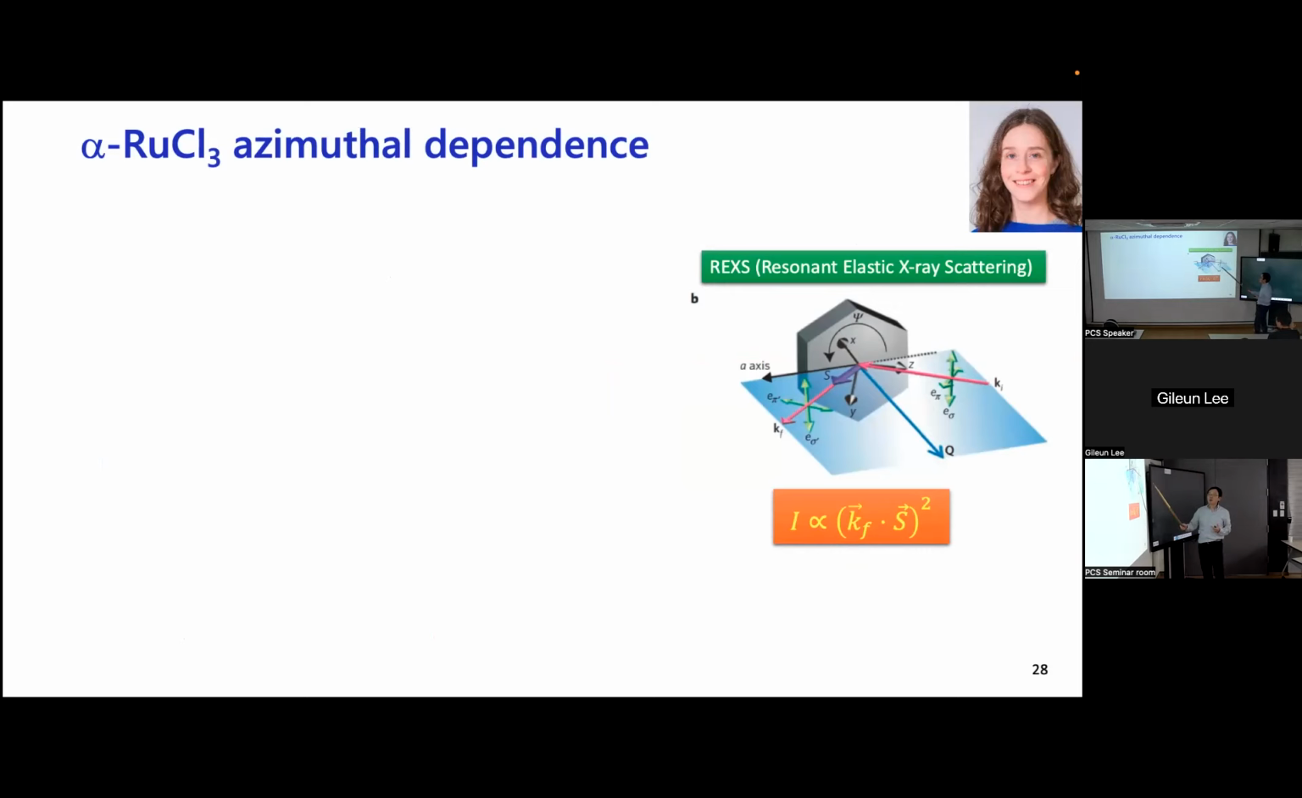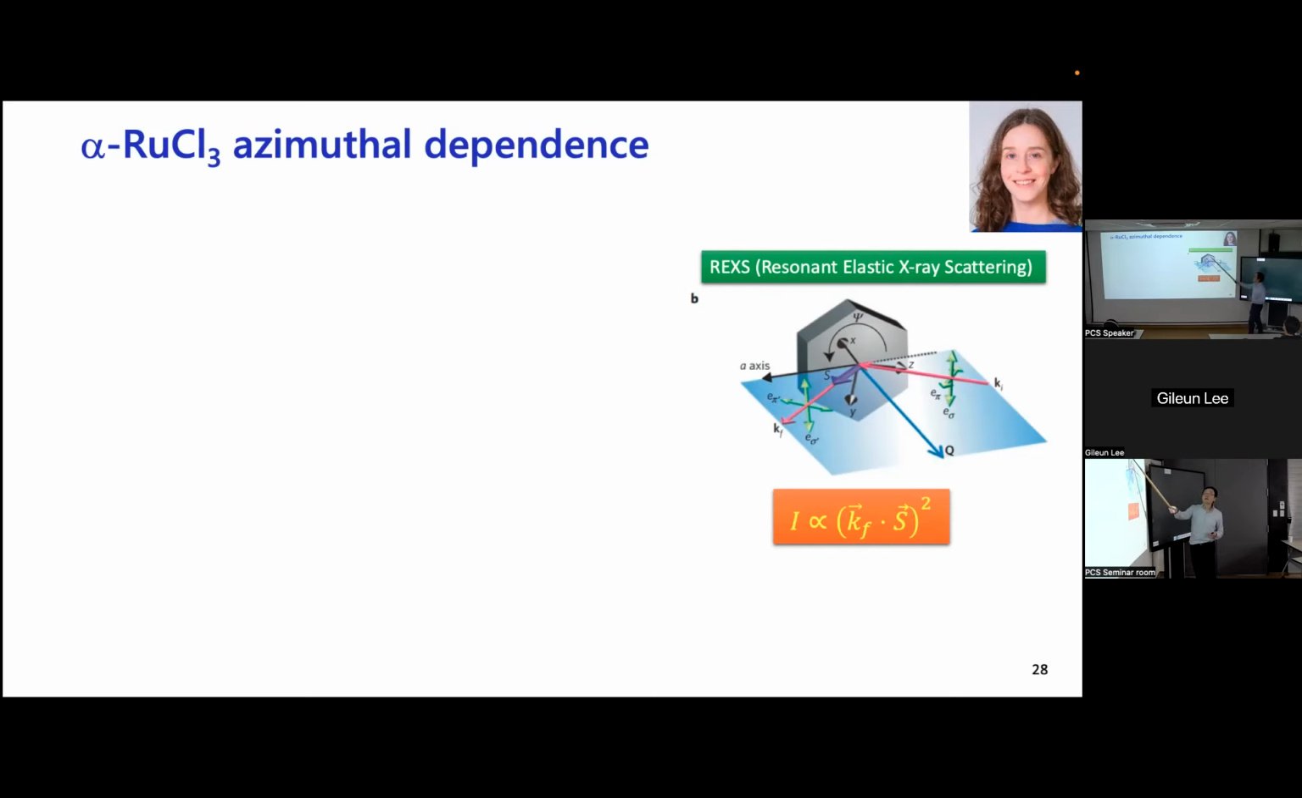So here, what we are using is so-called resonant elastic X-ray scattering. So this is the magnetic Bragg peak position. And then it turns out the intensity of the magnetic Bragg peak, I, is proportional to (Kf dot S) squared. Here, S is the moment direction, and Kf is the photon momentum direction. So Ki is the incoming photon. It scatters from the sample and goes out. So if Kf and the moment direction match, then you will have large intensity. And if they are perpendicular, then they will have small intensity.